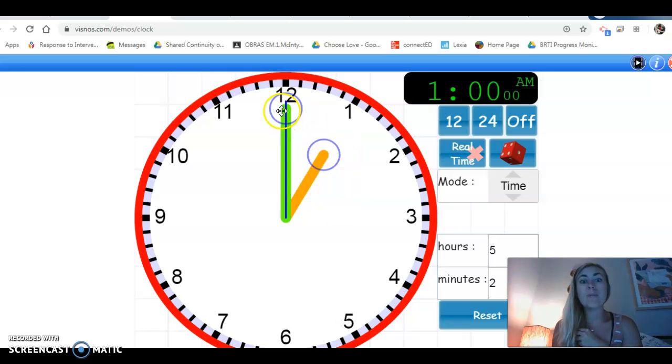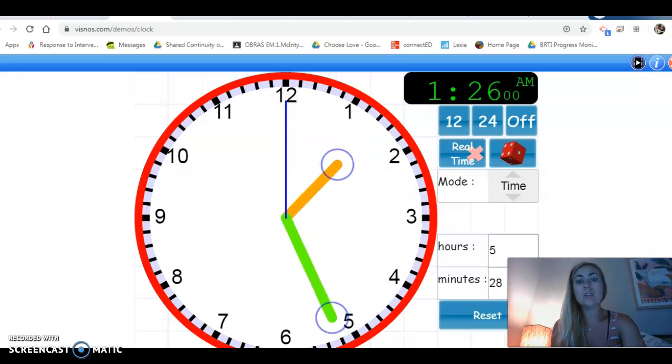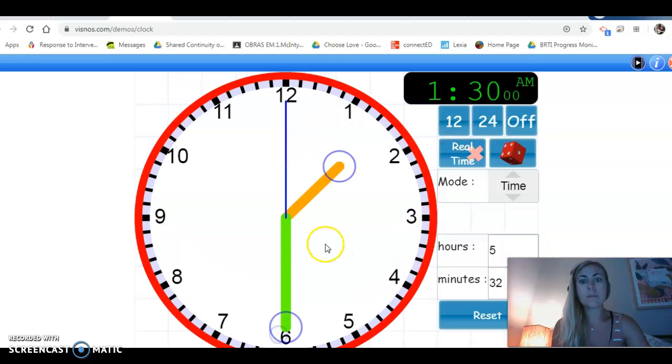Remember, when my hour hand is in between 2 hours, I always go with the smaller number. So if my hour hand is in between the 1 and the 2, which hour would it be? That's right, the first hour. And then my minute hand is down here on the 6. So how many minutes into the first hour are we? Yeah, 1:30. And you can see that right here.